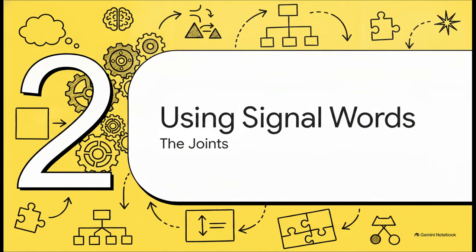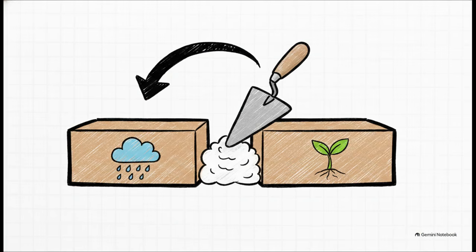Moving right along to Section 2. Using signal words, the joints that hold it together. Once your ideas are sorted out, you need something to actually connect them. Think of signal words as the mortar holding your cause and effect bricks together. We're talking about phrases like because, as a result, therefore, consequently, due to.